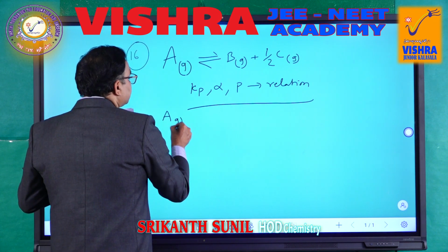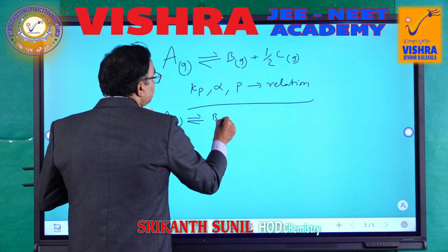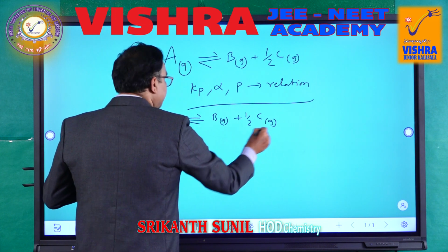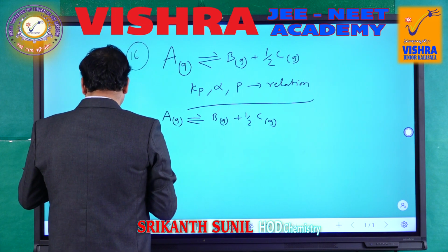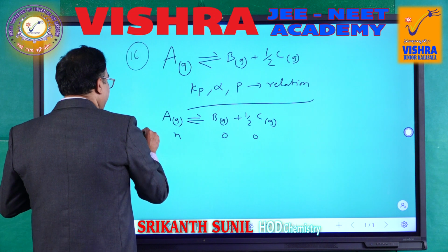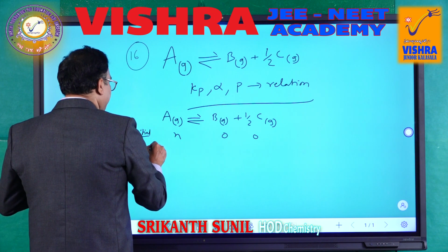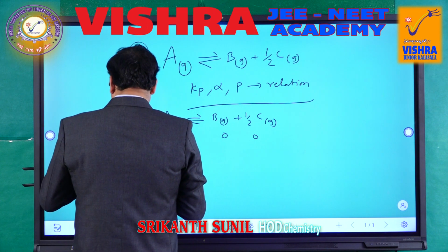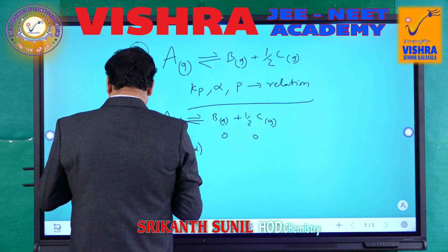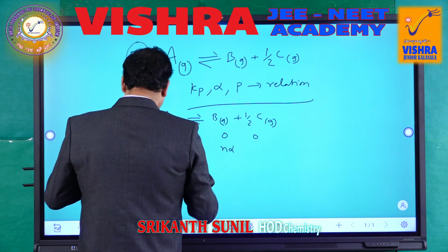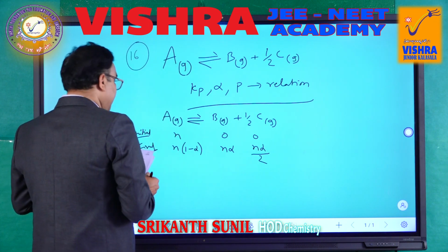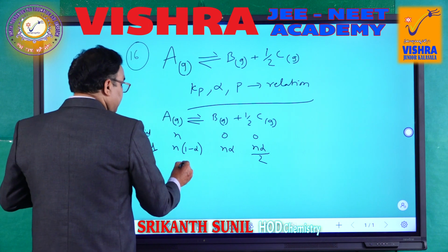A is in gaseous state. This one is having B, which is also in gaseous state, and half of C is there, which is also in gaseous state. All are in gaseous state. So we can say initially, if you take n moles, this one is 0, 0, initial. Finally, at equilibrium, n into 1 minus alpha, then n alpha, the degree of dissociation, and n alpha divided by 2. So using this, you are going to get the Kp value.